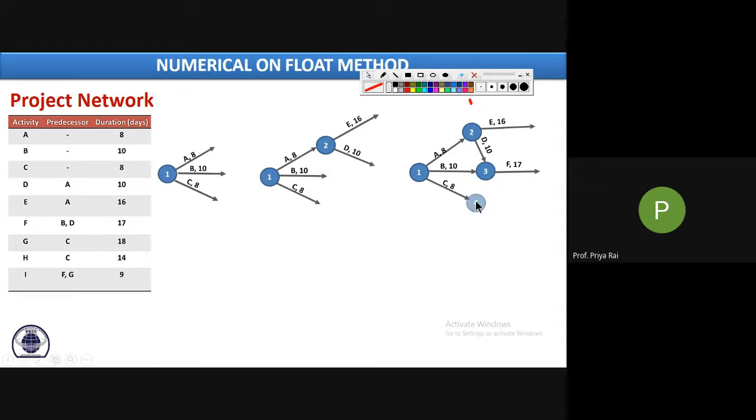So see, this is G. Now H will also start from the same event, which is 4, because in 4 your C activity is ending.